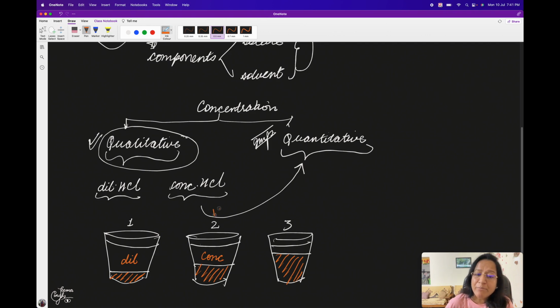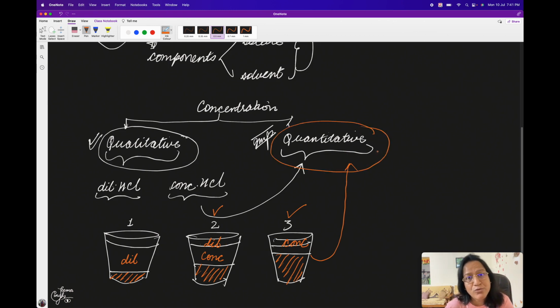But now if I compare 2 and 3, this one becomes dilute in comparison to this one, which is concentrated. So this qualitative way of expressing concentration can lead to confusion, and therefore we want exactly how much solute or solvent is present in a solution, and that is called the quantitative way of expressing concentration. And we are going to concentrate on this particular part, right?